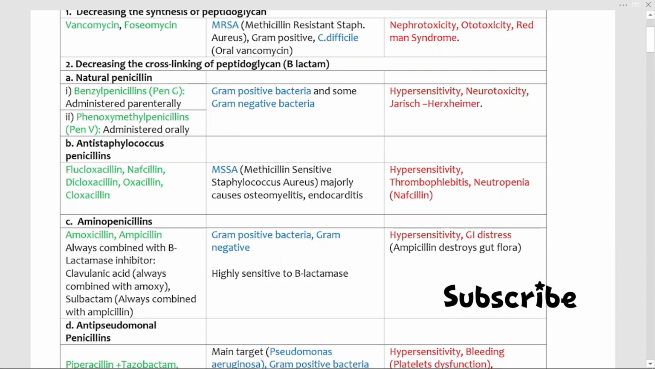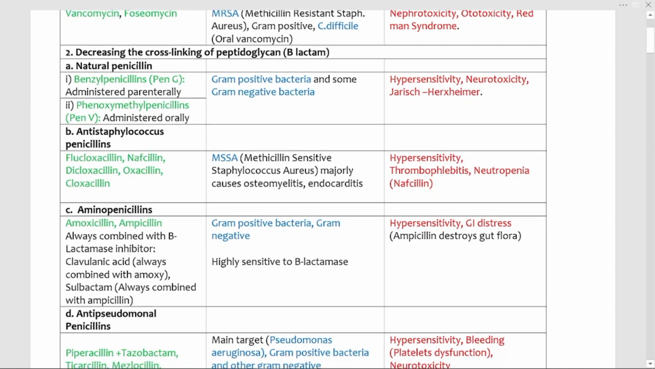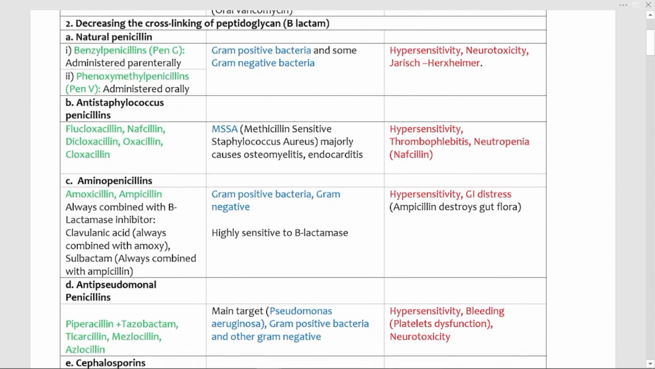Here we have the natural penicillins, the pen G, which is given parenterally, and the pen V, which is given orally. We have the anti-staphylococcal penicillins, which are very much effective against MSSA. Here you have flucloxacillin, nafcillin, dicloxacillin, oxacillin, and cloxacillin. We also have the aminopenicillins. Here we have two major drugs, amoxicillin and ampicillin.